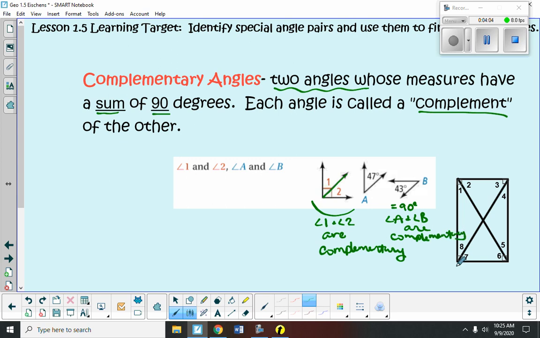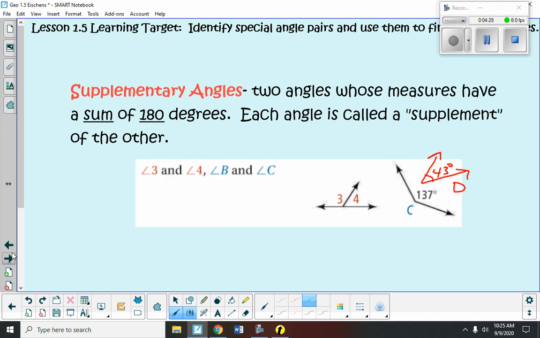In this figure over here, we have little squares in the corners, which mean that these are all right angles. So this is a rectangle. Angle 1 and angle 2 add up to 90, so they're complementary. Angle 3 and angle 4 are complementary because they add up to 90. Angle 5 and angle 6 add up to 90, and angle 8 and angle 7 add up to 90, so they are complementary.